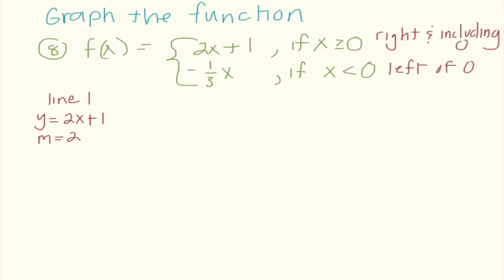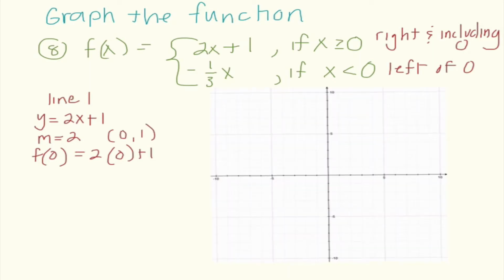So I know my slope is 2, and I need to figure out what is the value at 0. The reason why I'm choosing 0 is because that is the x value where it jumps from one part of the function to the other. So I'm going to say f of 0 equals 2 times 0 plus 1. So I get an ordered pair of (0, 1). So I'm going to begin by putting an ordered pair at (0, 1). And I know that this point is going to be closed. And the reason why it's closed is because it's including. I'm going to the right. So a slope of 2 tells me to go up 2 and to the right 1. And then I'm going to draw a nice line connecting those.